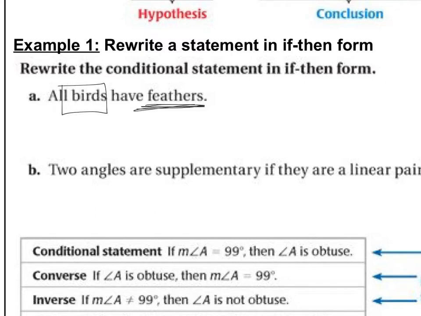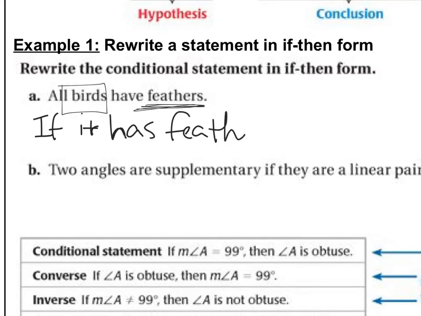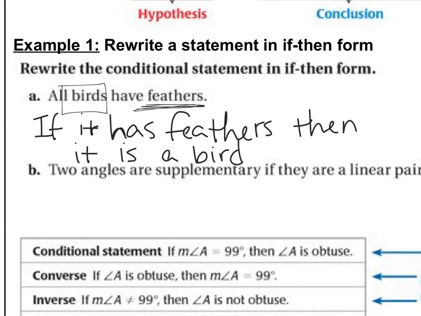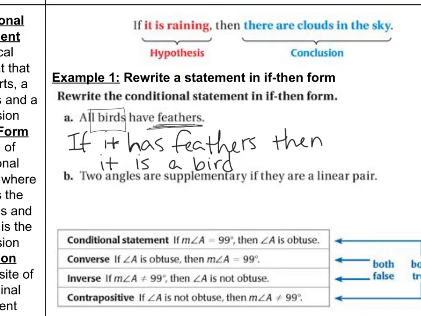So if I'm going to write this as an if-then statement, I would say if it has feathers, then it is a bird. Okay, so that is how we can take that statement there and change it into an if-then statement. Let's take a look at the next one here.